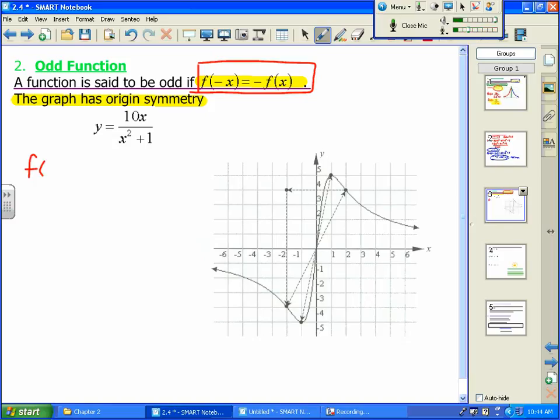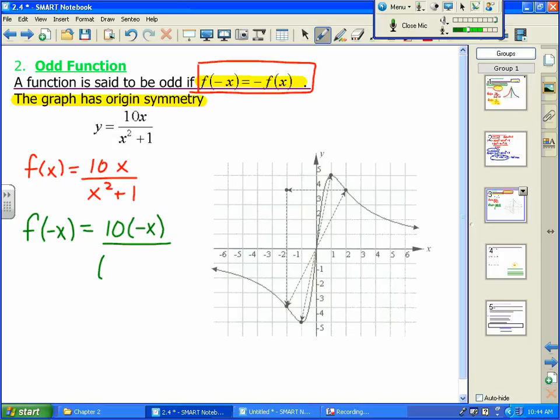So I've got f of x, which is the same as y, 10x over x squared plus 1. So that's f of x. Let's plug in f of negative x and see what happens. So I get 10 times negative x over negative x squared plus 1. I'm going to simplify this. This becomes negative 10x over x squared plus 1.